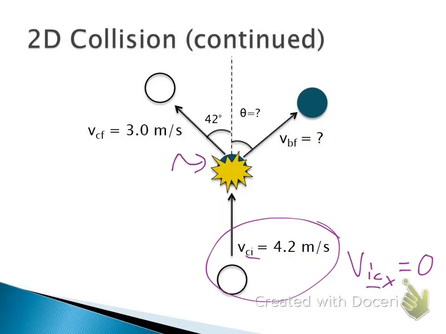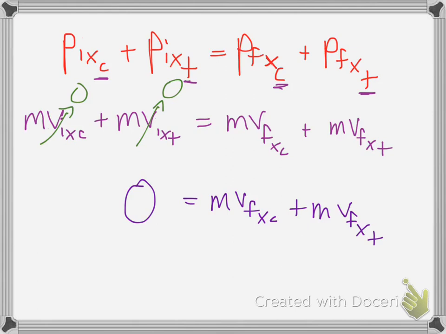Well, looking back at my picture, the cue ball has a final velocity of 3 meters per second at an angle of 42 degrees away from the y-axis. That means its x component is going to get the sine. So v final of the cue ball in the x direction is going to be 3 times the sine of 42 degrees. And that comes to just about 2 meters per second to the left. Since it's to the left, I'm going to plug in -2 and call my leftward direction negative. Okay?